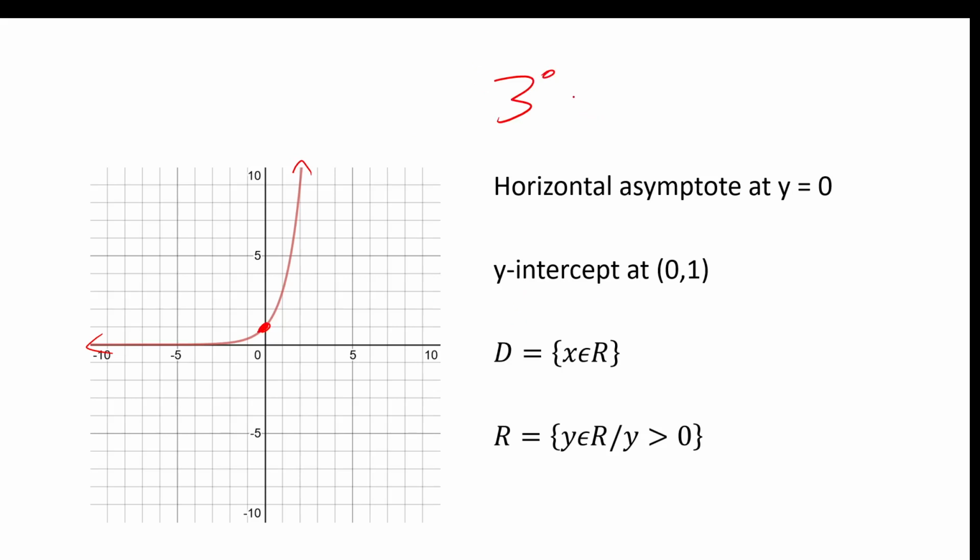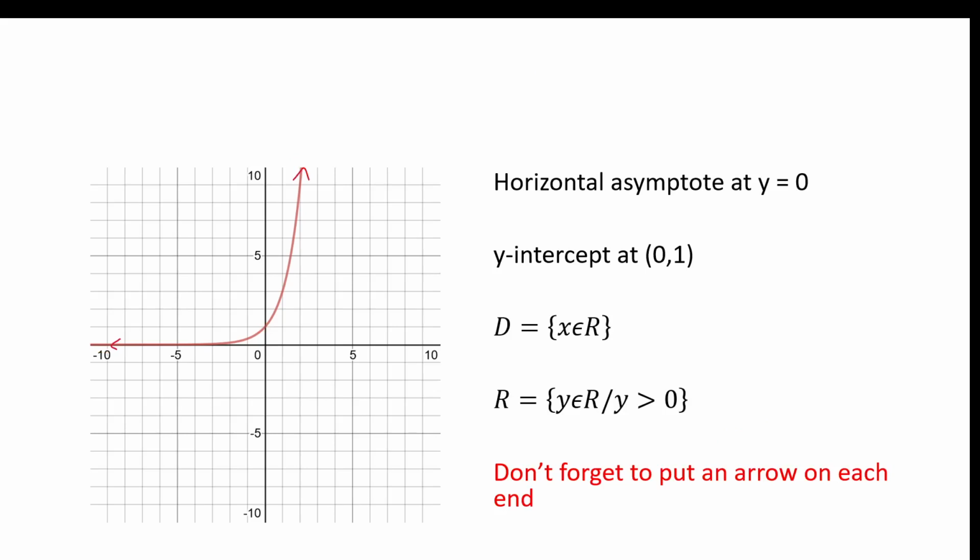So if x equals 0, then y equals 3 to the 0, and any value to the exponent 0 is going to equal 1, except 0 to the 0, which is undefined. We have a domain of x being all real numbers, and we have a range of y being all real numbers so long as y is greater than 0. Okay, we don't forget to put an arrow on each end.